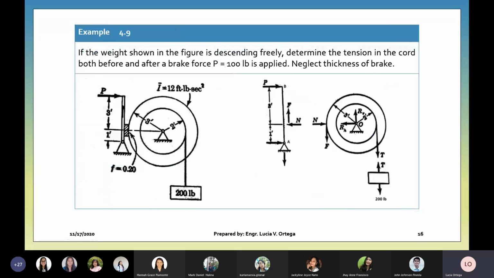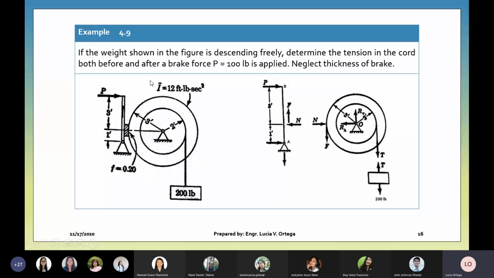Let's solve another problem. If the weight shown in the figure is descending freely, determine the tension in the cord both before and after a brake force P of 100 is applied. Neglect thickness of the brake. Okay, so this is the brake. The coefficient of friction is 0.20.